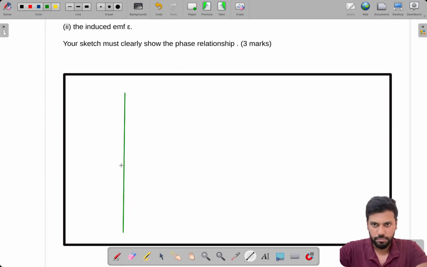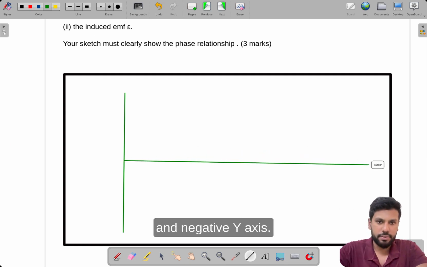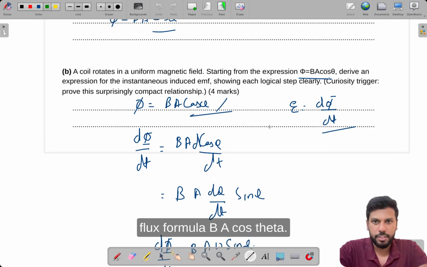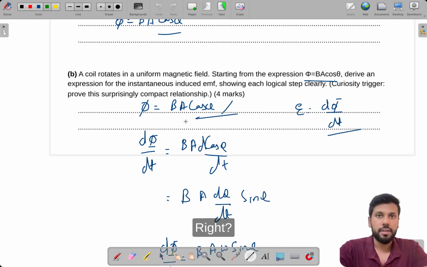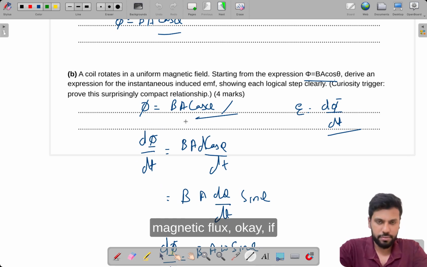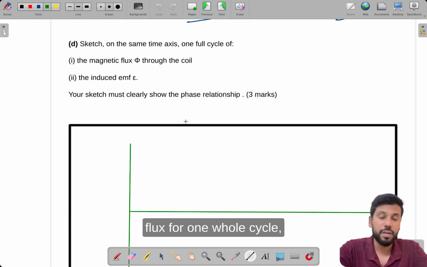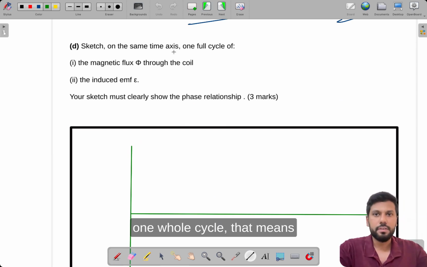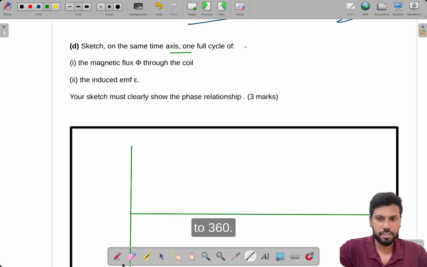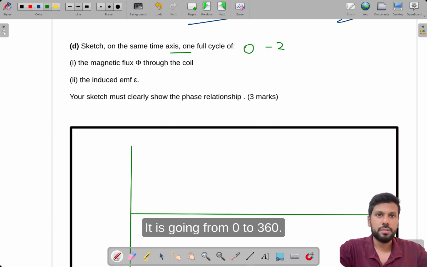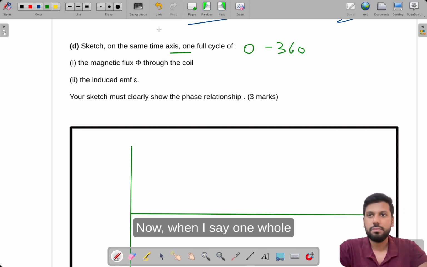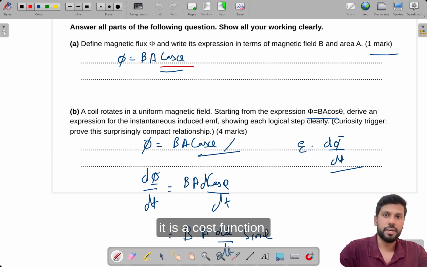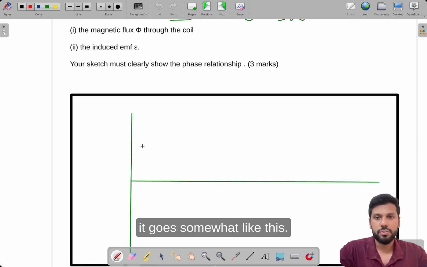An axis, which is the y-axis. I have positive and negative y-axis. Now in this, first let me draw the magnetic flux. Now look at the magnetic flux formula, BA cos theta, right? Now if you are plotting the magnetic flux for one whole cycle, when they mean one whole cycle, that means it is going from 0 to 360. That's the meaning of one whole cycle. Now when I say one whole cycle for flux, remember it is a cos function. So a cos function goes somewhat like this.